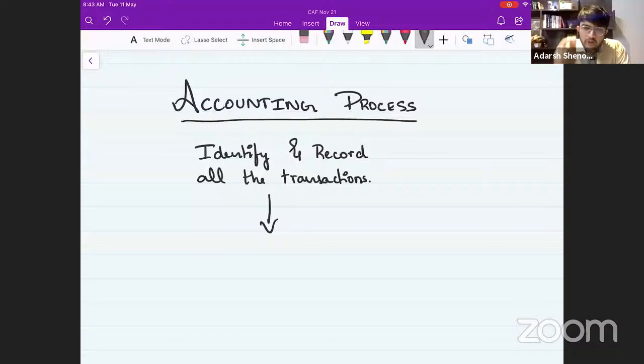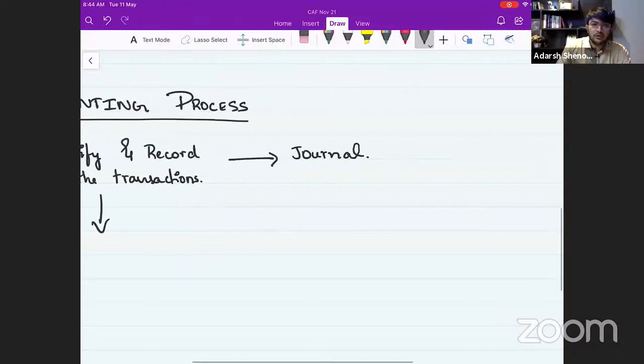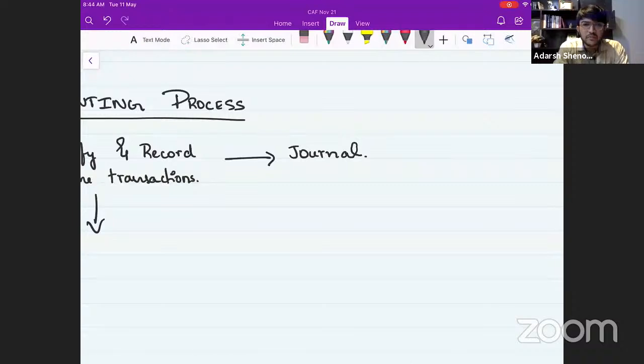Where do we record it for the first time in the books of accounts? Which is that book? What is that book known as? Very good. That book is known as journal entries. Correct, right? We pass journal entries. So this is journal. Very good, Nitish.